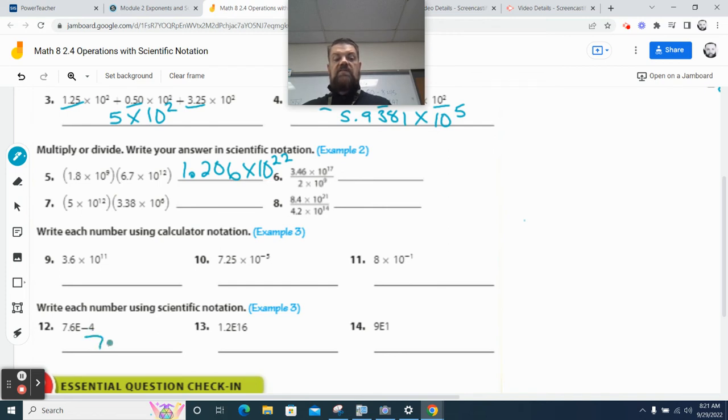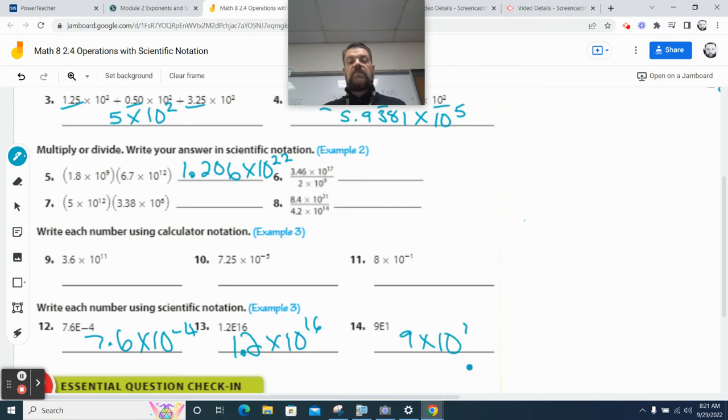This one would be 7.6 times 10 to the negative 4. This one would be 1.2 times 10 to the positive 16. This would be 9 times 10 to the first power. You don't have to write the 1, but you can. And that's basically it. The rest of these, I think you could do by just plugging in your calculator. So double check with each other. Make sure if 2 or 3 of you have the same answer, then you're probably right.